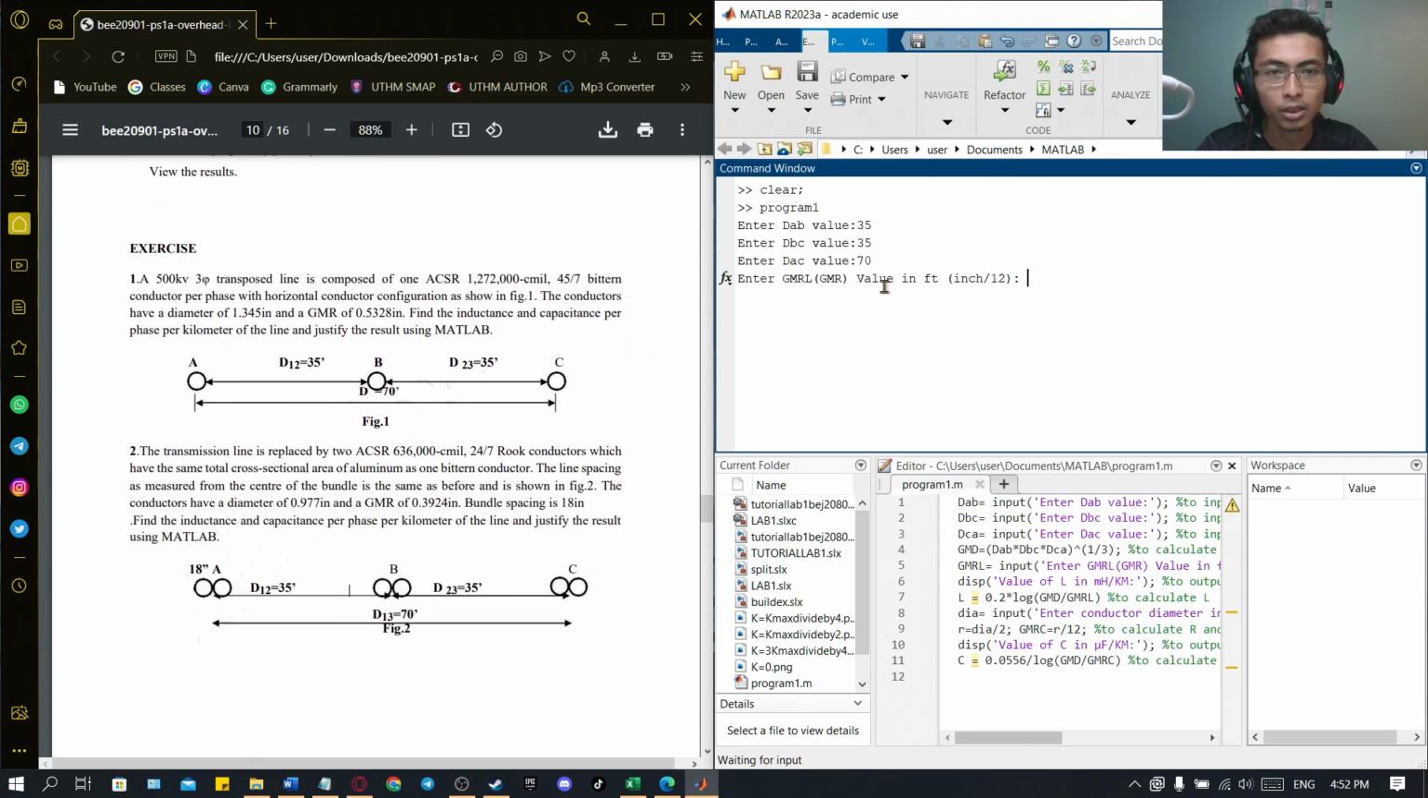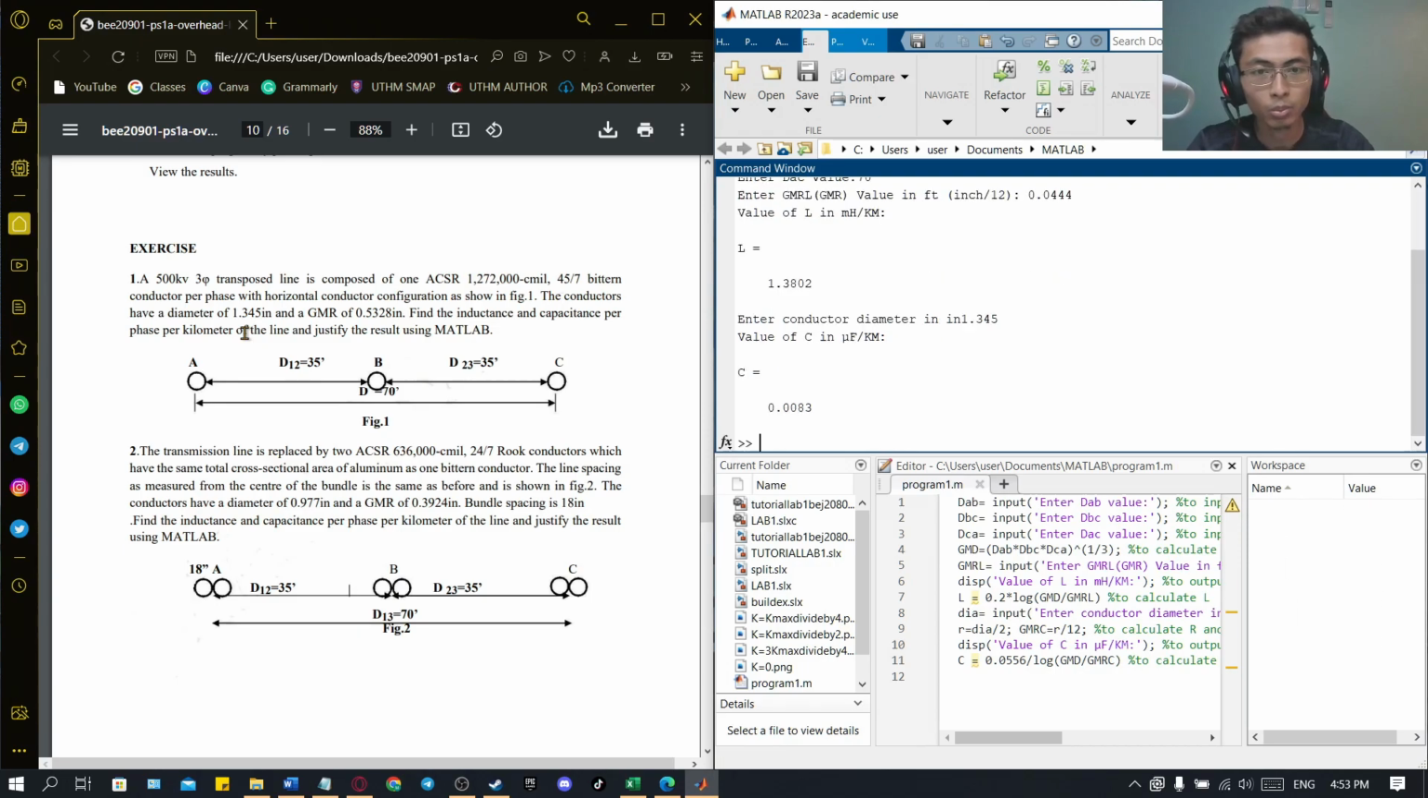GMR for L, which in my manual calculation I got as 0.0444. So we enter 0.0444. Then we receive the inductance value, which here is 1.3802. Now it asks us to enter the conductor diameter in inches. We already have it in the question: the conductor has a diameter of 1.345 inch. Enter, and there we go, we got the capacitance.